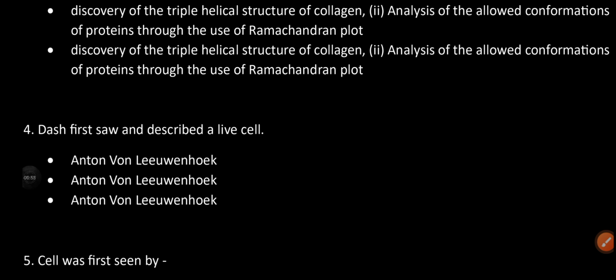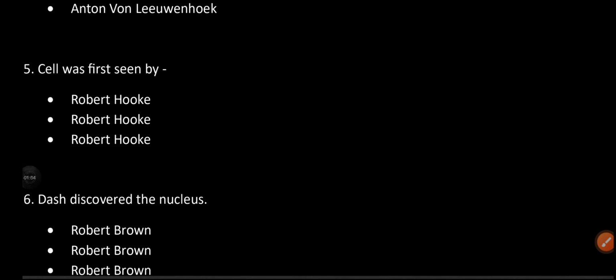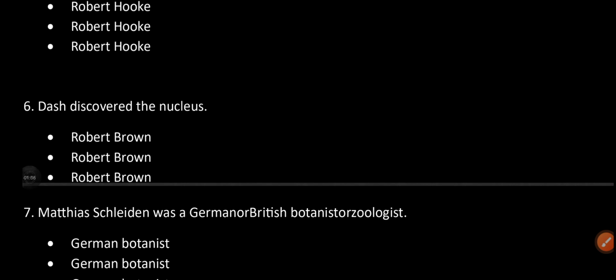Dash first saw and described a live cell. Anton von Leeuwenhoek. Cell was first seen by Robert Hooke. Dash discovered the nucleus. Robert Brown.